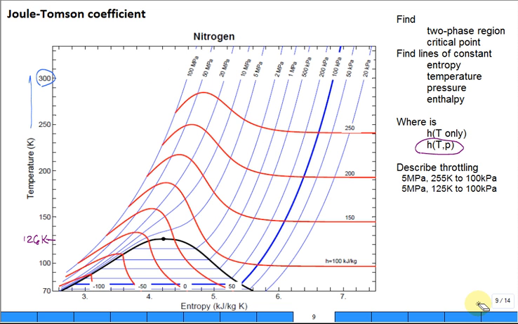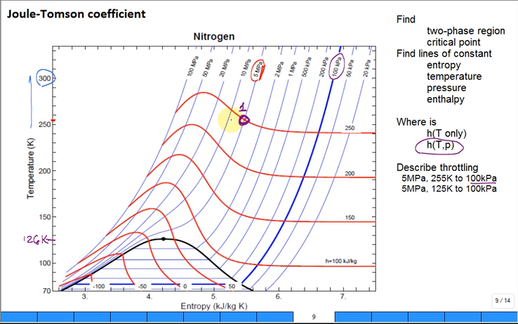So let's go ahead and pick a point. Let's get a pressure of 5 megapascal and a temperature of 255 Kelvin. And it just happens to be right at this intersection of this red line and that blue line at that point. Let's say that's the inlet, state 1, to a throttling process. And it throttles down to a pressure of 100 kilopascal. So it's going to end on the line of 100 kilopascal. So there's state 1, that's the inlet to the throttling process.